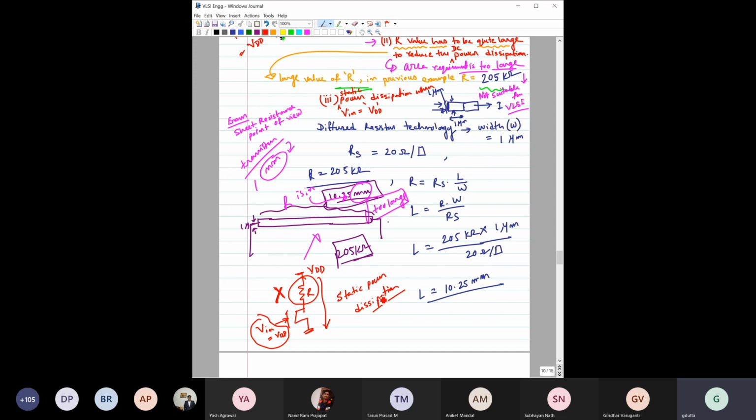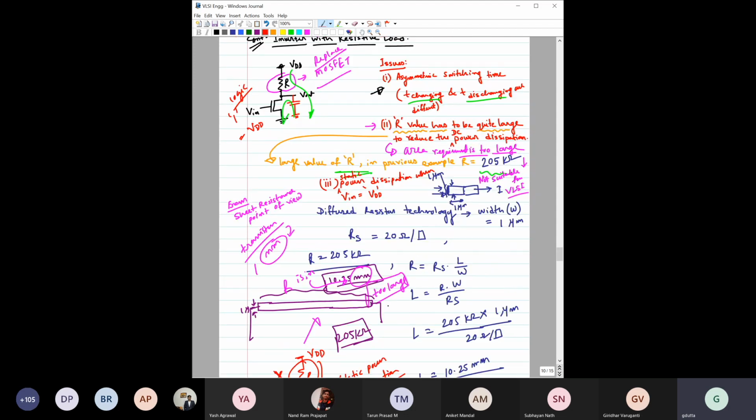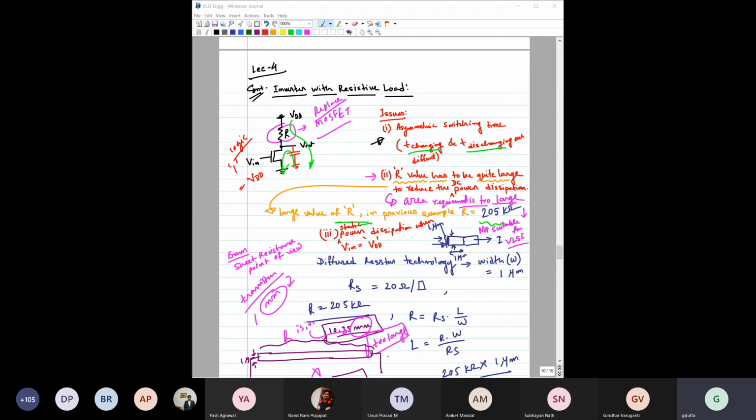So one is this static power dissipation. The second one is the large area. And the first one that we have discussed here is asymmetrical switching time. So in the next part, we will take only one of the disadvantages and try to solve it, that is, the R value is quite large.